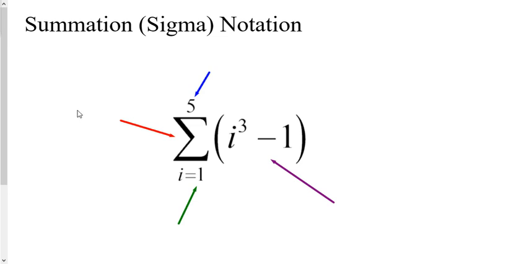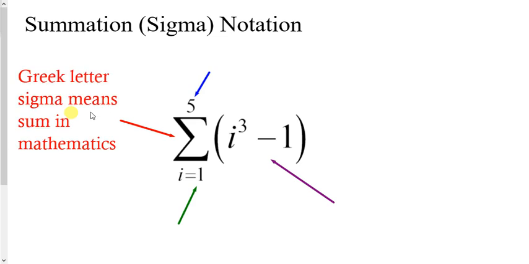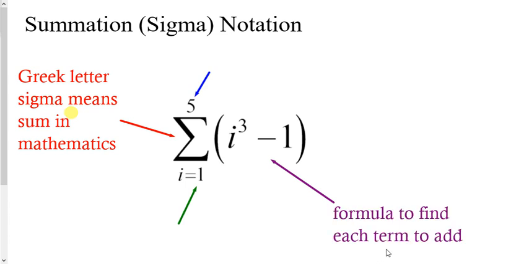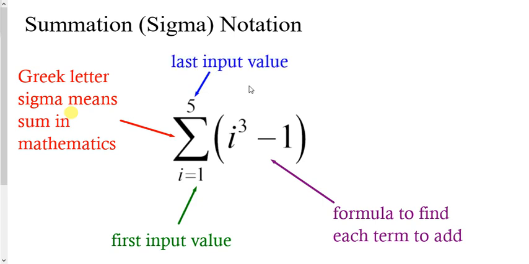First of all, we have this Greek letter, which means sum in mathematics. And the other important part is we have the formula to find each term to add. So this was what you talked about with the explicit formula, getting an explicit formula to represent the pattern. And then we have the i equals 1. It could be anything. It could be i equals 5, 2. That just tells you what the first input value is. And then the last number there at the top is the last input value.